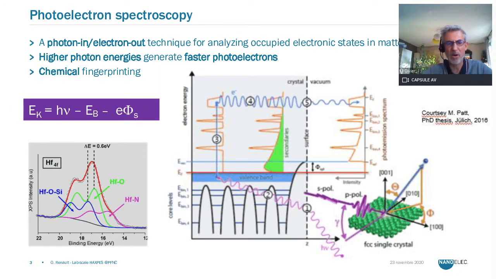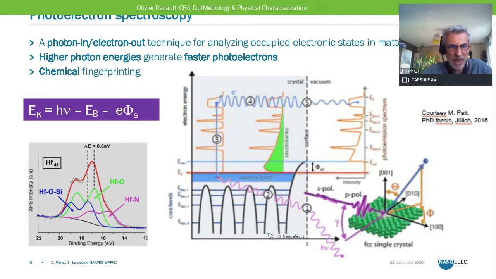So now a short introduction regarding photoelectron spectroscopy, just to prepare ground for this talk. Photoelectron spectroscopy is a photon in, electron out technique. This is based on the photoelectric effect. So basically you shine your sample with X-rays, or you can also shine your samples with UV photons. The highest energy that we can use in practice is in the kilo electron volt range, up to 10 kiloelectron volt, I would say.